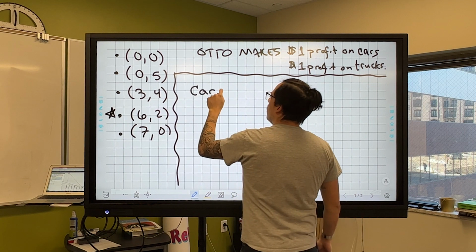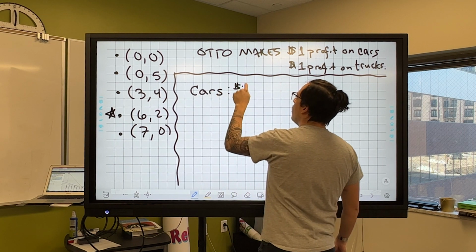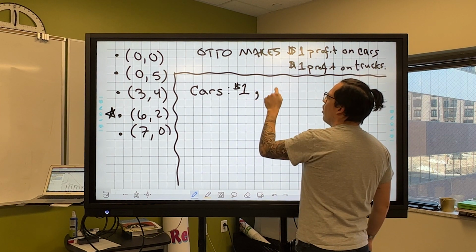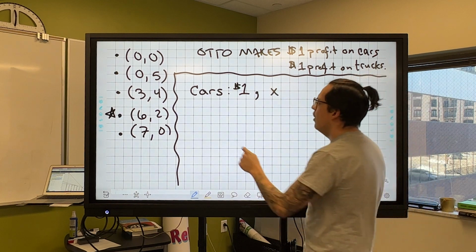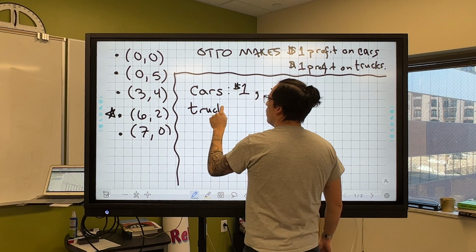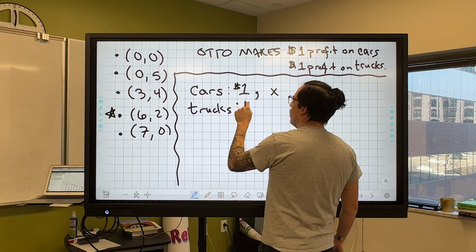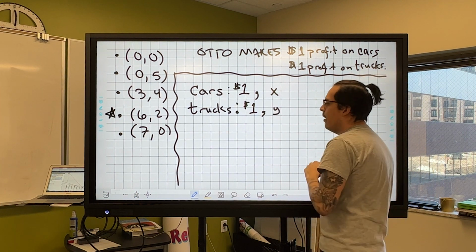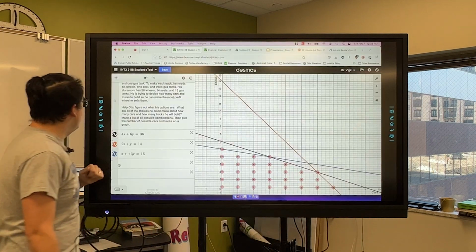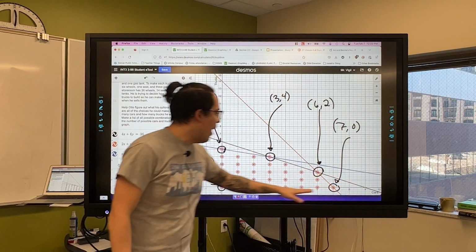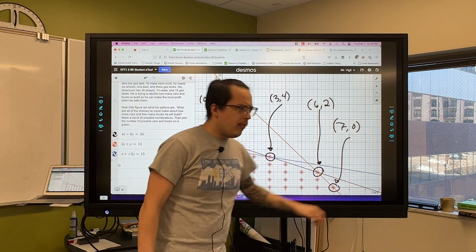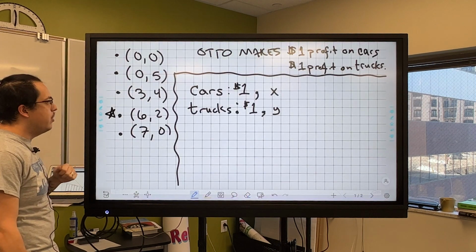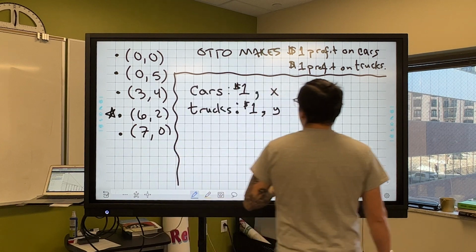Well, cars, we know we make $1 profit based on our write-up. And we also know that cars is associated with our X variable. Trucks also make $1 of profit. And we know that trucks is associated with our Y variable. That information comes from the graph that we've set up here and cars and trucks in our equations. Just a little refresher. Okay, so let's construct a profit equation.